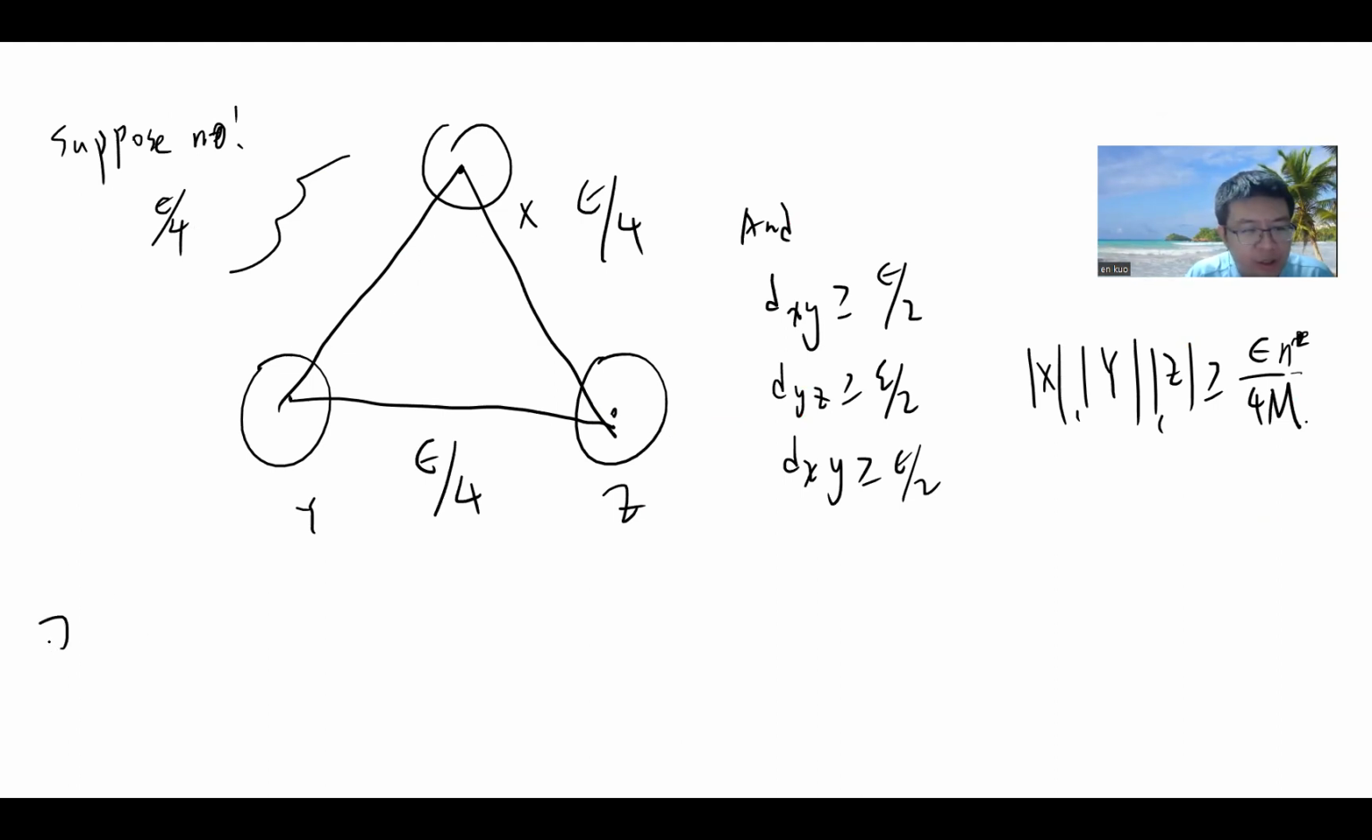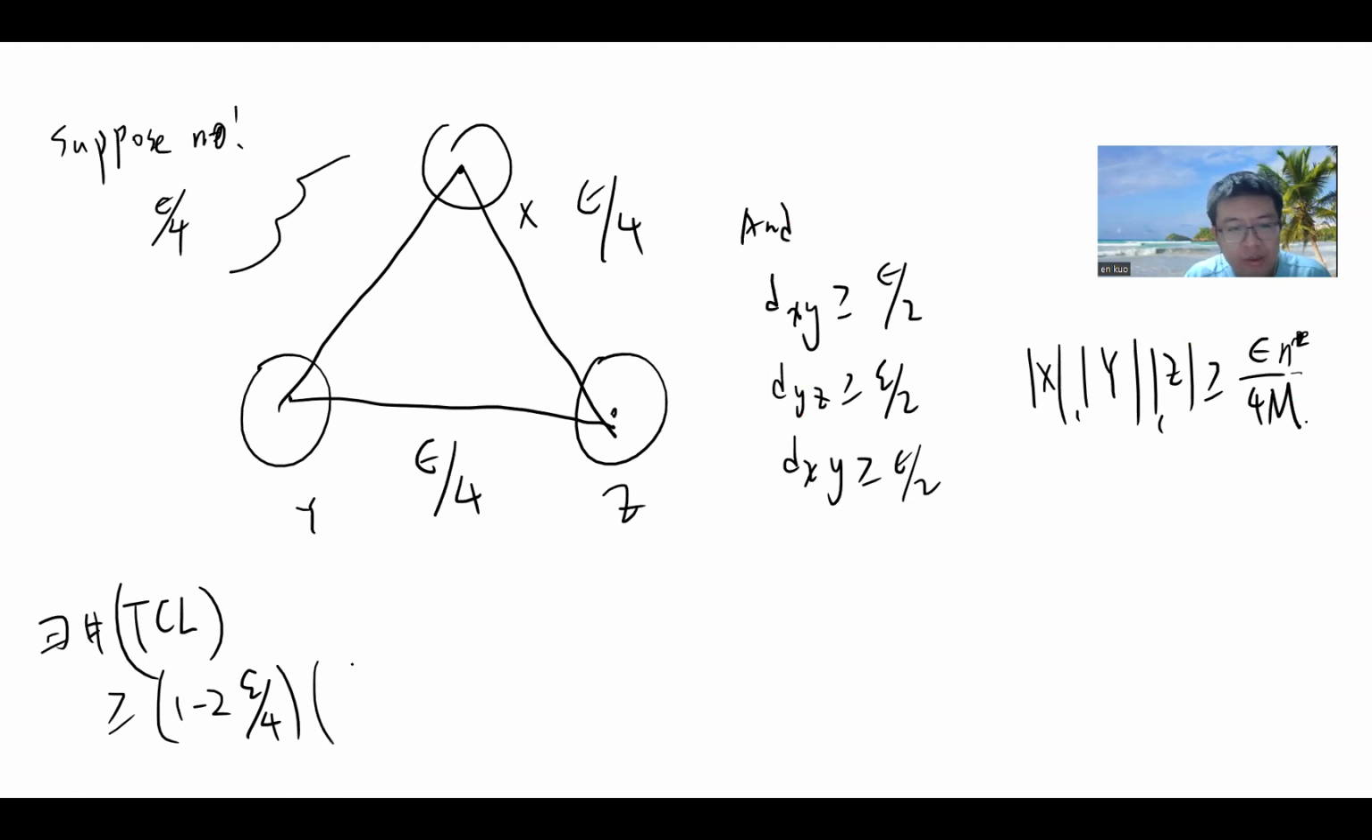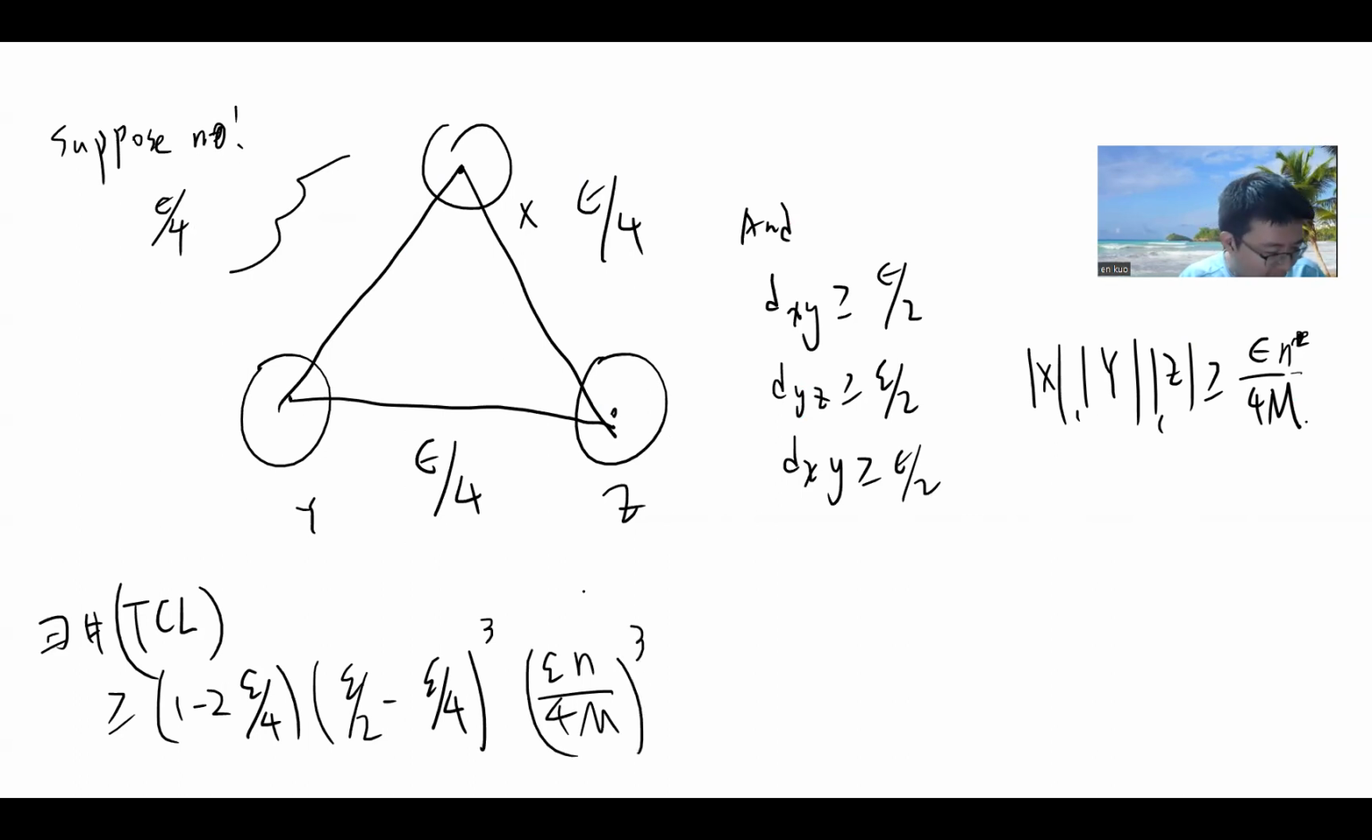Then the total number of triangles, by the triangle counting lemma, is greater than or equal to 1 minus 2 epsilon divided by 4, times epsilon divided by 2 minus epsilon divided by 4 cubed, times the sizes of x, y and z. So this means that there is some constant, let's call this delta, such that there are at least delta n cubed triangles.